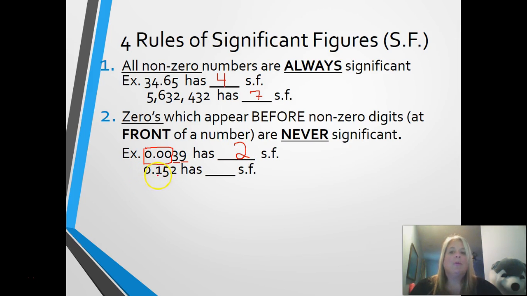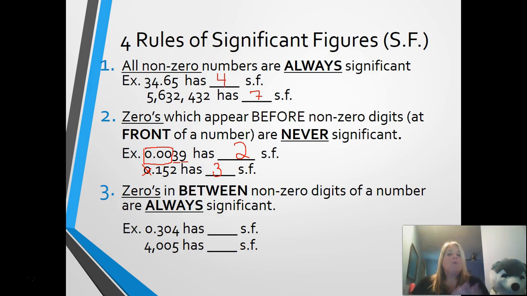Here's another example, 0.152. This is a 0 in front of non-zeros, so it is not significant. And so we have 1, 2, 3 digits that are significant. Okay, what about zeros in the middle? They can be in the front, they can be in the middle. When zeros are in between non-zero digits, those are significant. Here we have a 0 at the front, not significant, but here we have a 0 in the middle. So we have 3, a 0 in the middle, and a 4, and so these 3 digits are significant. Here we have 4005. These zeros are in the middle of non-zeros, so they are significant. So we have 1, 2, 3, 4 significant figures.